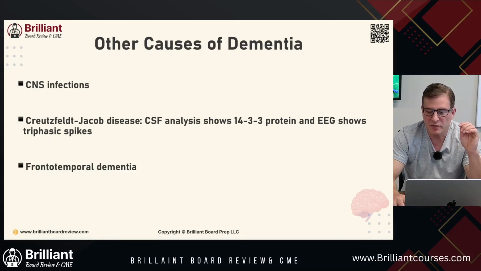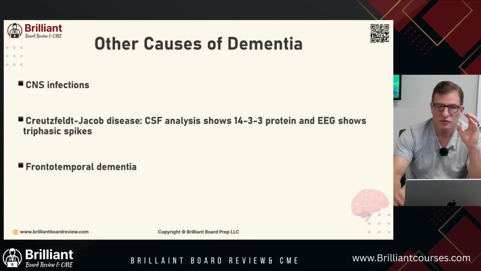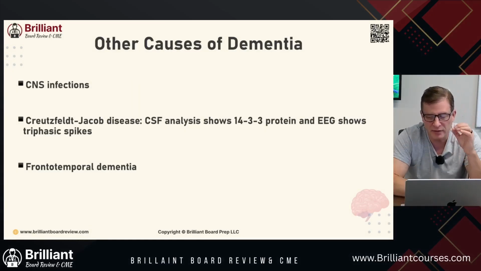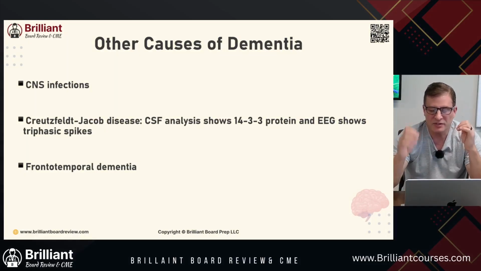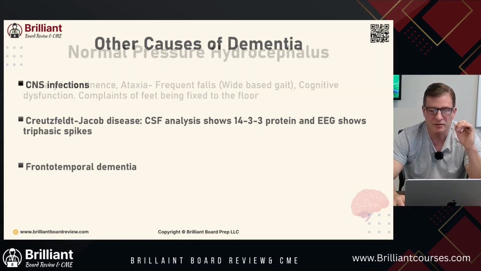Frontotemporal dementia, dementia prominent with personality and behavior changes. So if somebody was super nice and quiet, their personality becomes loud, disrespectful, angry. This is a change. MRI is going to have prominent asymmetric focal lobe atrophy.